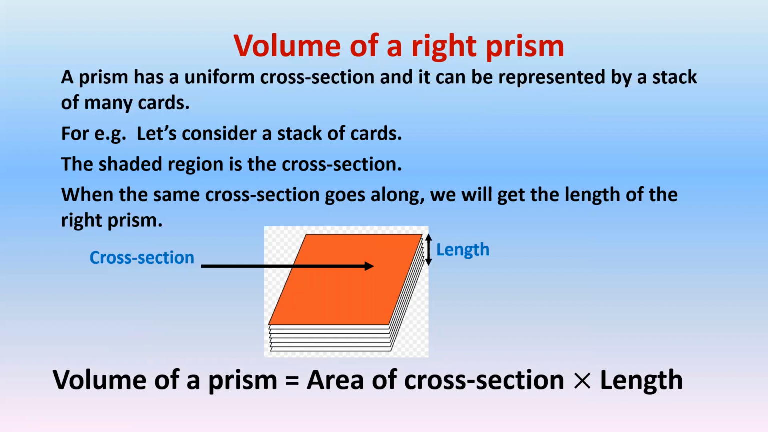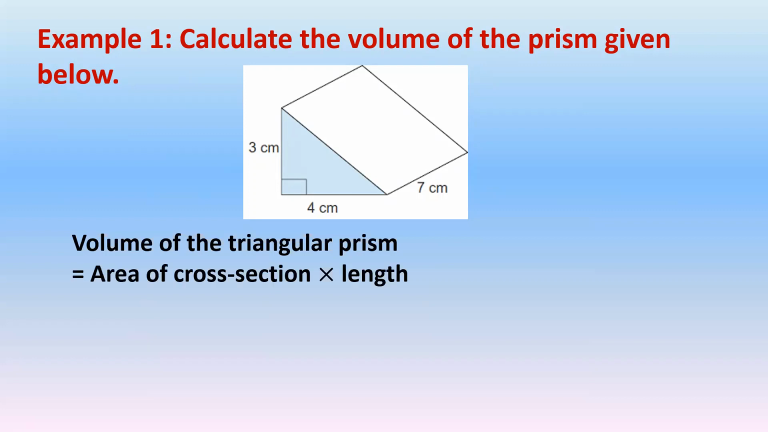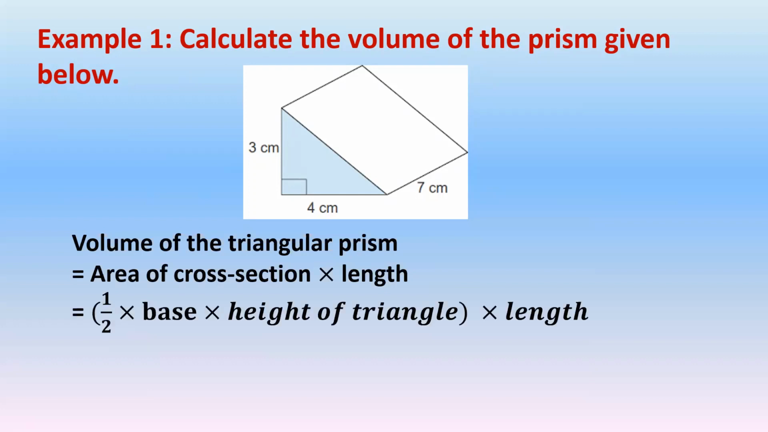Let's apply this formula to some examples. Example 1. Calculate the volume of the prism given below. Here you will notice that the cross-section is a triangle. We call this prism a triangular prism. So to calculate the volume of the triangular prism, first we write our formula, area of cross-section multiplied by length. Here the cross-section is a triangle, so we write area of triangle multiplied by length, which is half times base times height of the triangle times length.